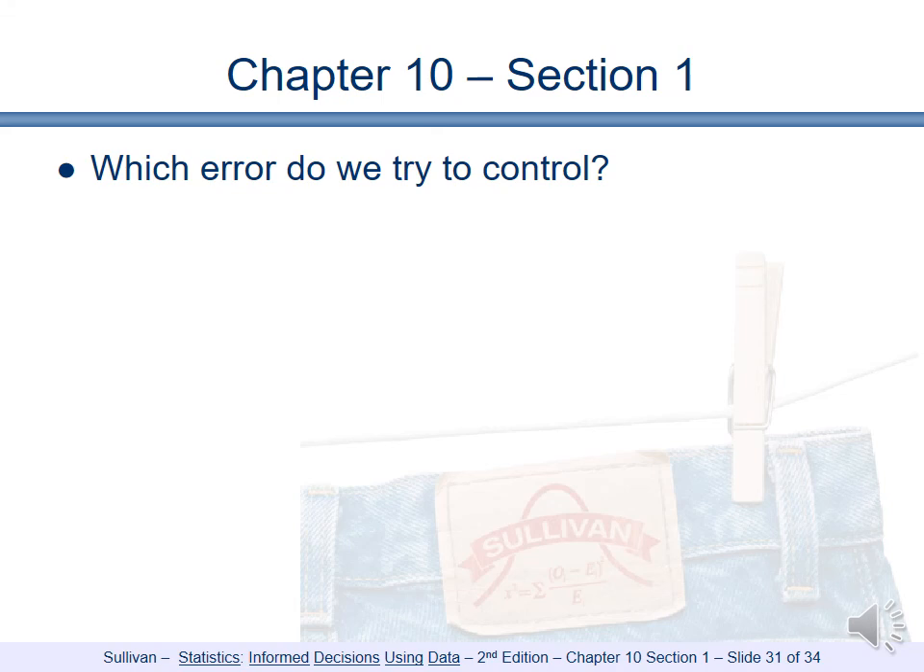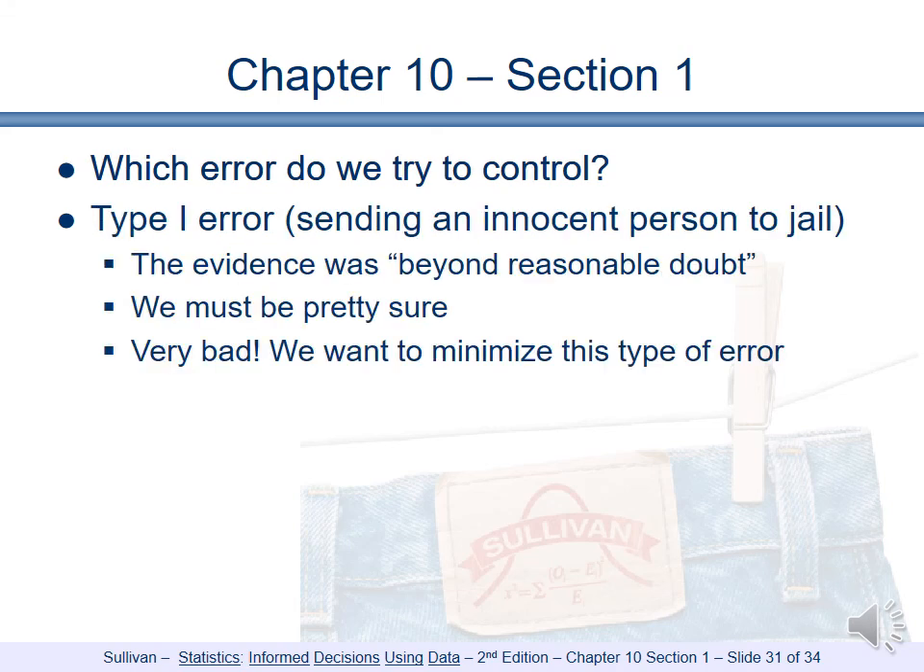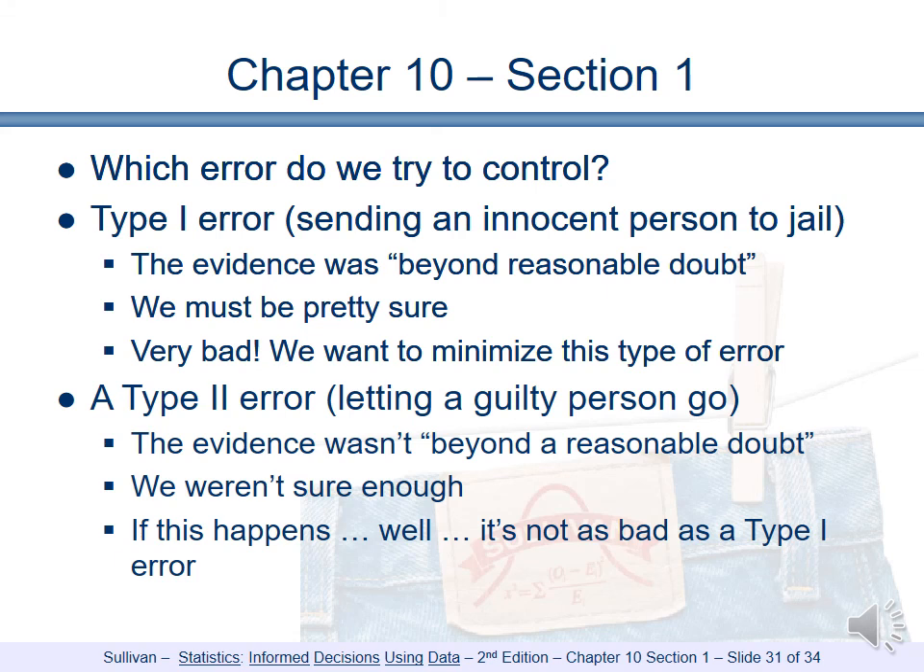Which error do we try to control? Type 1, sending an innocent person to jail. The evidence was beyond reasonable doubt. We must be pretty sure, very bad. We want to minimize this type of error. We need to keep an eye on that. Type 2, letting a guilty person go. The evidence wasn't beyond a reasonable doubt. We just weren't sure enough. If this happened, well, it's not as bad as a type 1 error.